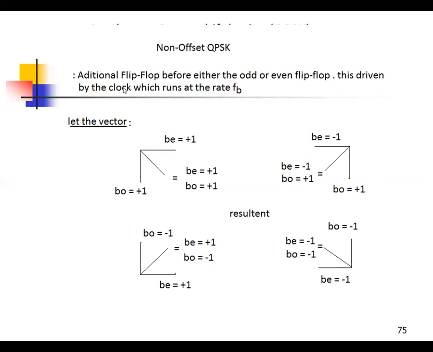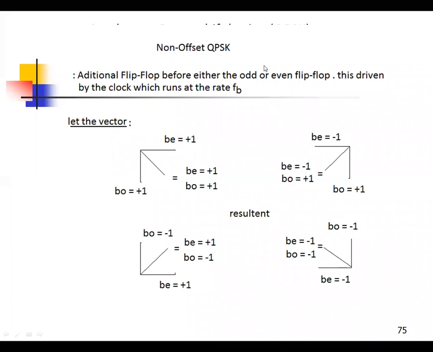One extra flip-flop is added, an additional flip-flop before either the odd or even flip-flop. In the previous block diagram, there are an odd flip-flop and an even flip-flop. What are these flip-flops? The odd and even flip-flops are D flip-flops. There are two D flip-flops in the previous block diagram. Now, one additional D flip-flop is added before either the odd or even flip-flop.